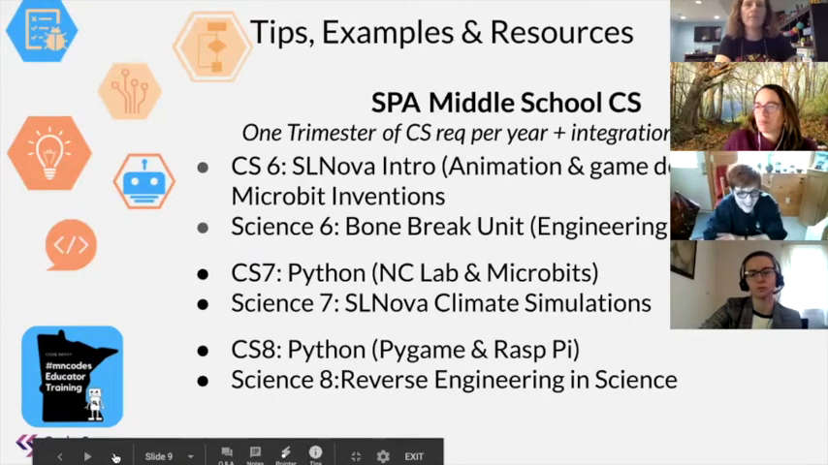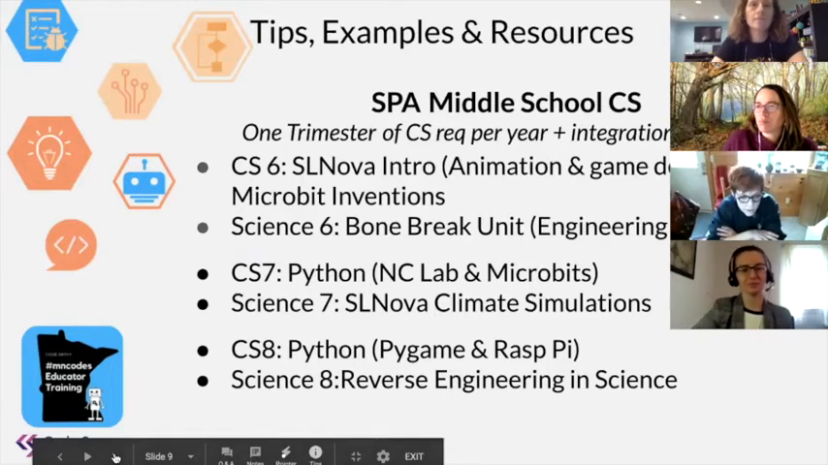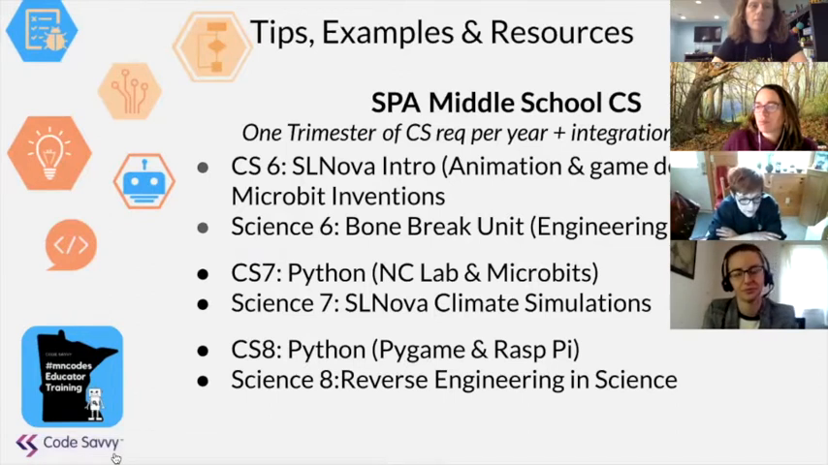Yeah. Thank you. So in our middle school computer science program, every student is required to have 1 trimester of computer science per year. I'm fortunate to be able to teach the 6th grade course. In 6th grade, we start with StarLogo Nova. StarLogo Nova is a block-based programming language from MIT. It's been around for quite a while. It was actually intended for simulations, but what I do is I teach animation and game design, and then the next year they use it in their science program, and I can explain that in a second.